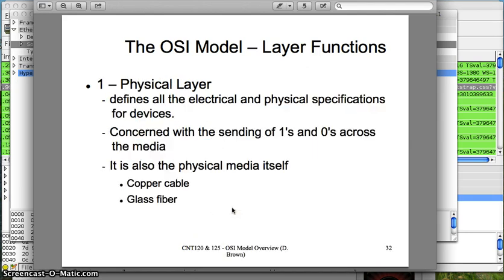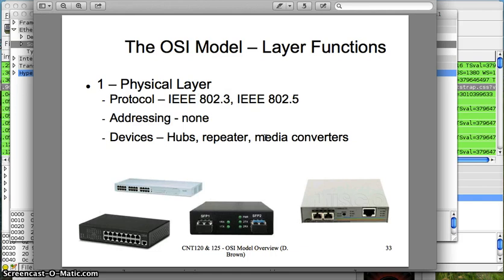Last layer of my OSI model is the physical layer. This is relatively easy because it's the physical link. It's the actual physical cable, copper cable or fiber cable that is connecting those together. So this one is defining electrical and physical specs for devices, concerned with the ones and zeros, sending of electrical pulses or light pulses across the network. This is my physical link.